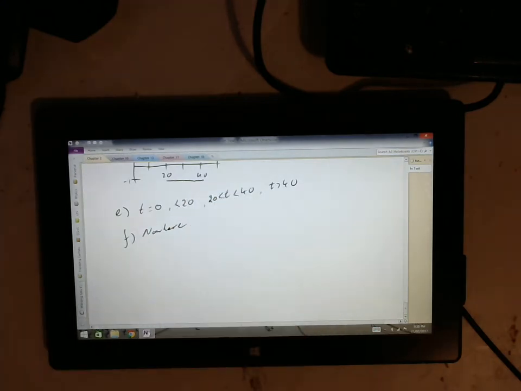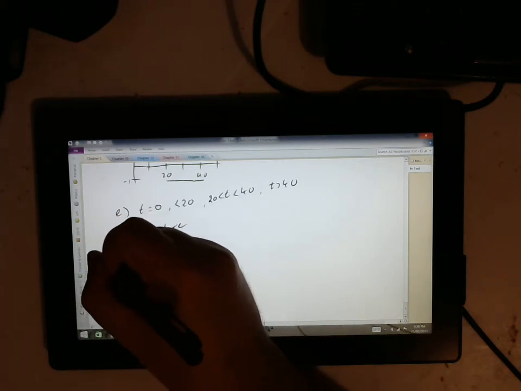So I hope that makes sense. So from there we can see that his velocity is always changing. On to the next question.